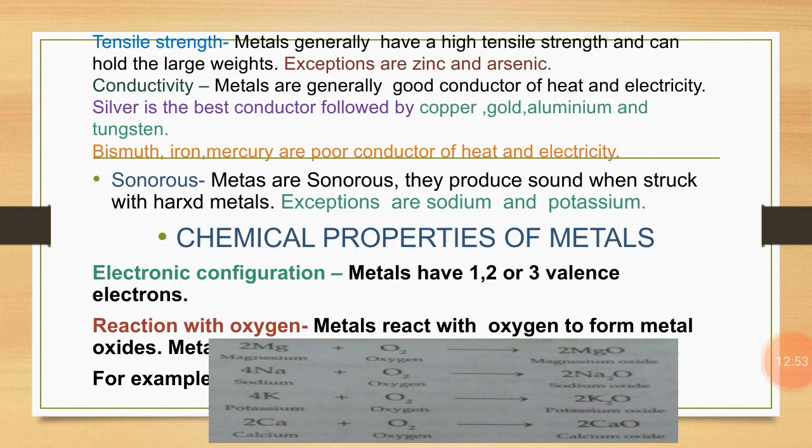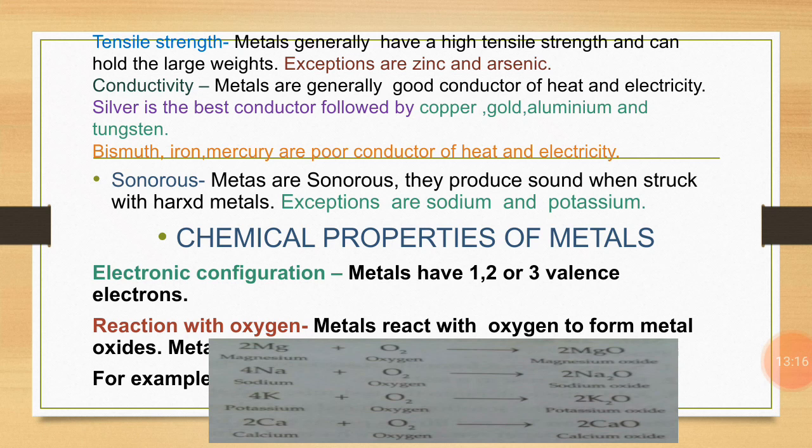Next is conductivity. Now we are going to know about that. What is conductivity? We can say that metals are generally good conductors of heat and electricity. Conductivity means they allow heat and electricity to pass through them. So they are mostly good conductors of heat and electricity.